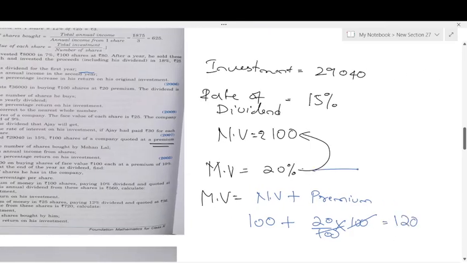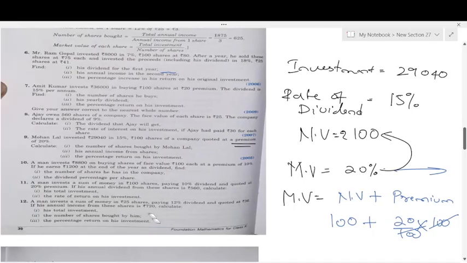Remember, market value is always calculated on nominal value. 20% is given. The meaning of that is 20 into nominal value. So 20 divided by 100 into 100. That is what I have done here, 120. Fine. Okay, what do we need to find from this? What do we need to find?